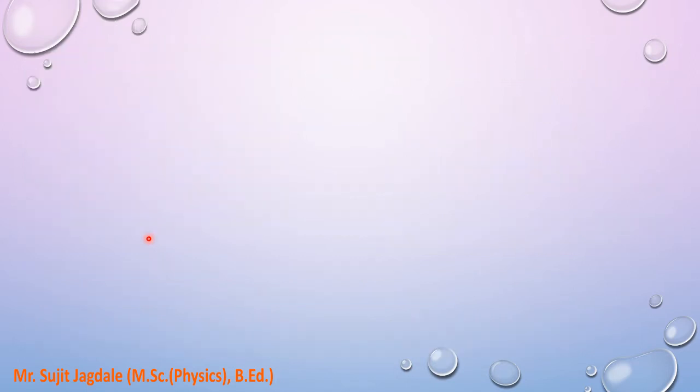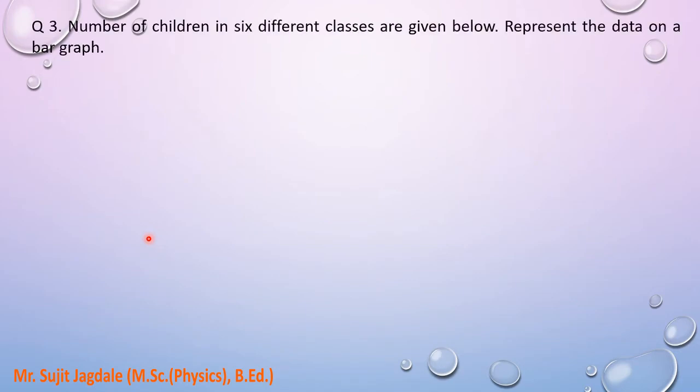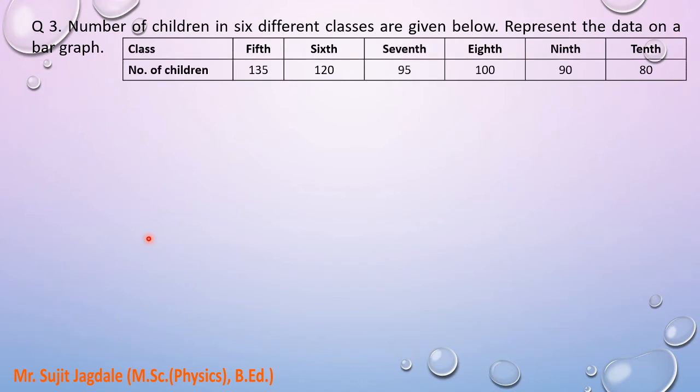So in this way, from the given data or from the given bar graph, you can find out the answers. Okay, now in the next question we have to draw a bar graph. Number of children in 6 different classes are given below. Represent the data on a bar graph. Okay, how many classes are given? 6 different classes are given, and the number of children are given.